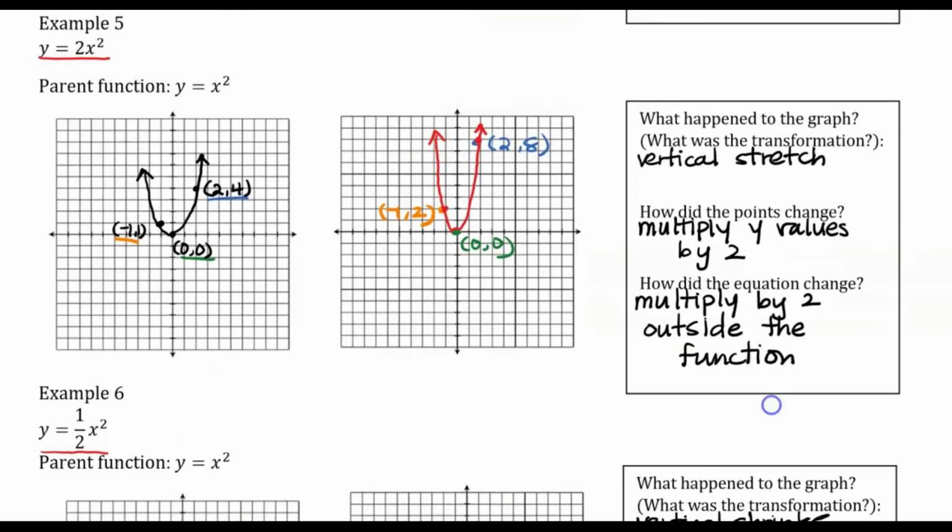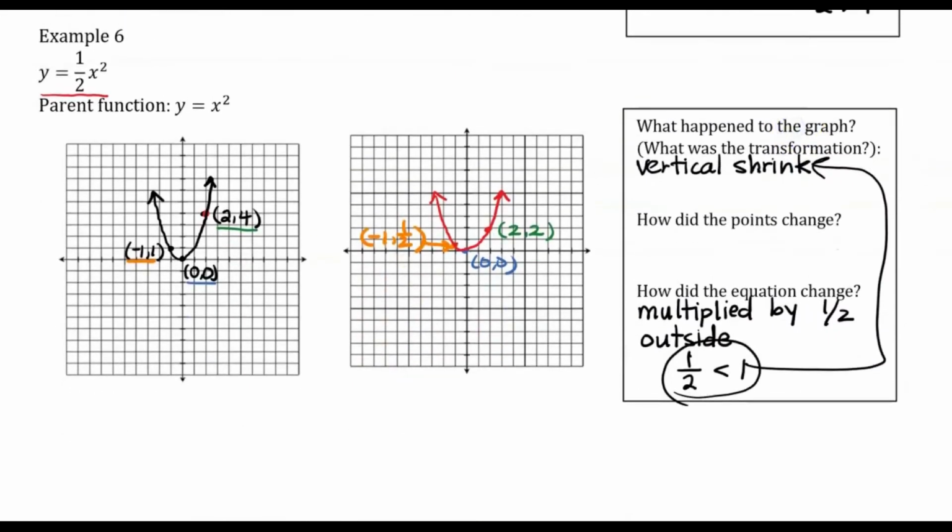Back up here in example 5, 2 was bigger than 1. That's what gave us the stretch. So it is important what number you're multiplying by here. And how are the points changing? Well, from 2, 4 to 2, 2, it's obviously the y values that are changing. The x values all stayed the same. The y values change because we're dealing with a vertical transformation, and vertical things affect the y coordinate.